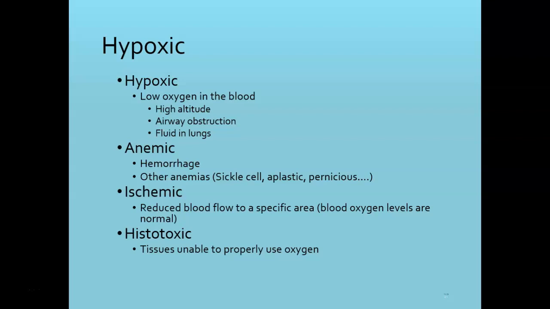Hypoxia, sort of redundant there, right, is caused by a low partial pressure of oxygen in the arterial blood. This is a result of the high altitude, airway obstruction, or fluid in the lungs. Anemic hypoxia, there's too little functioning hemoglobin present in the blood. And remember, it's the hemoglobin that binds to that oxygen, so less oxygen is transported out to body tissues.